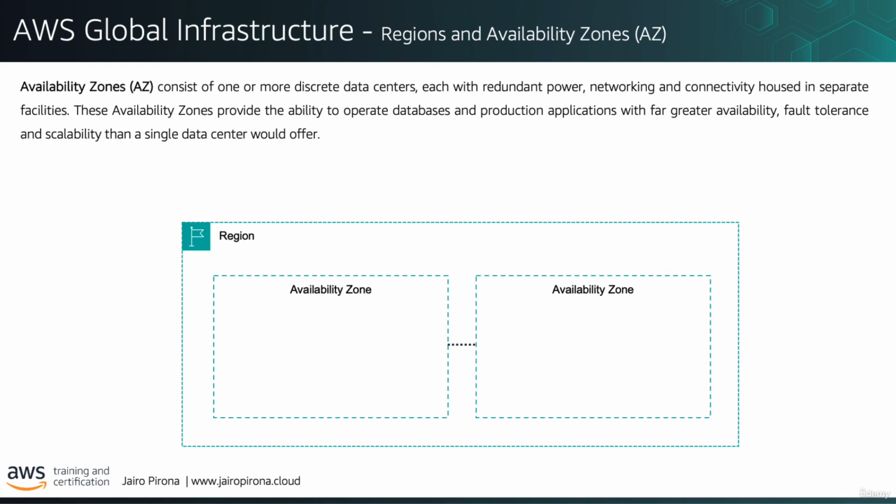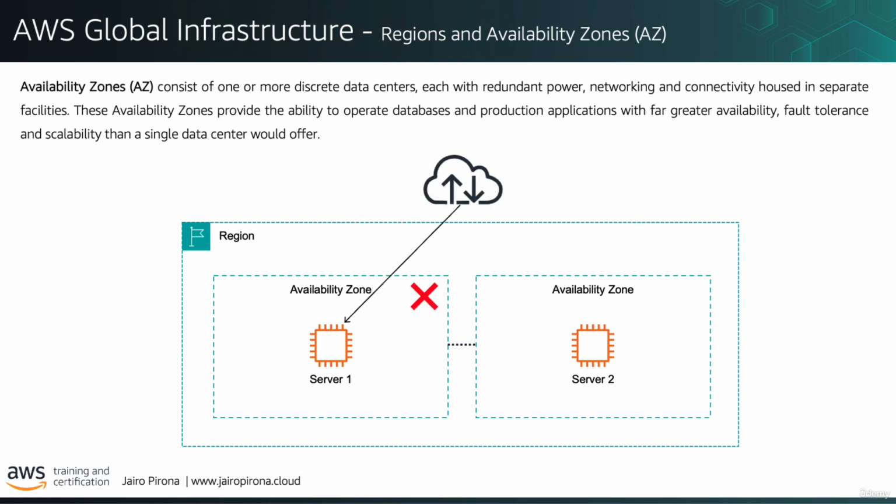For example, let's say we have a region with two availability zones, and within these availability zones, you have your web servers. Server 1 is the primary web server and runs in availability zone 1, and server 2 is the secondary and runs in the second availability zone. Server 1 is serving traffic from the internet. If there is a problem with the availability zone, you can quickly switch the traffic to the second availability zone. This is possible because, as I said earlier, availability zones within a region are connected.